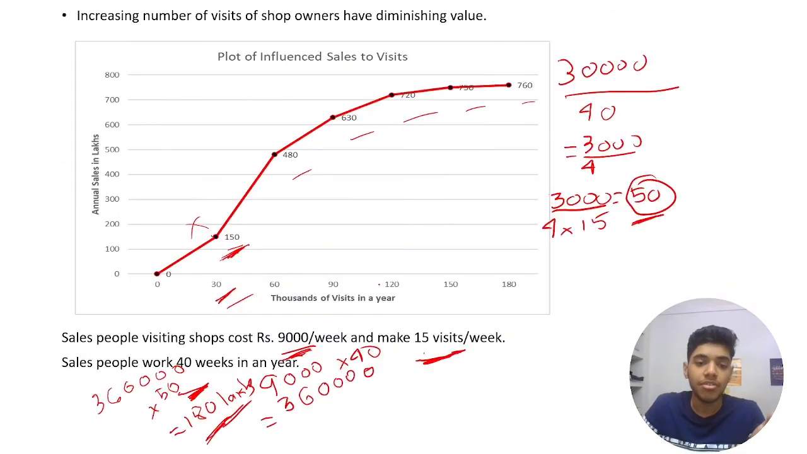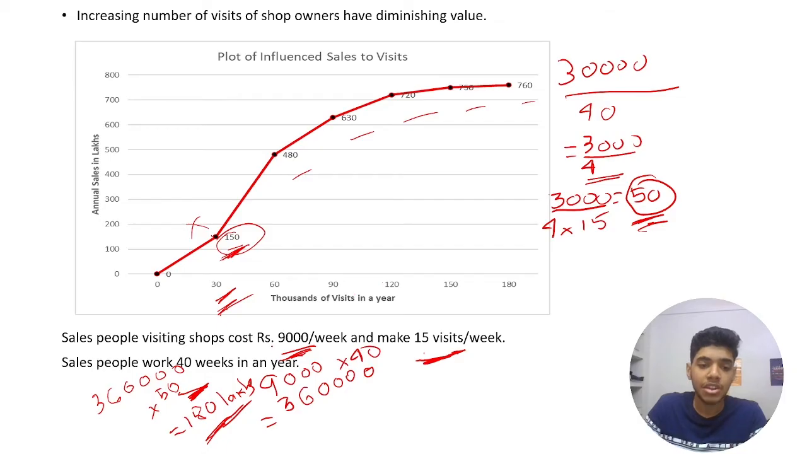We go to the graph and find the widgets per week we require to get around 150 lakhs in annual sales. That comes out to 3000 by 4. And then we find the optimal number of salespeople we require to send to the shops to convince them. That comes out to 50.